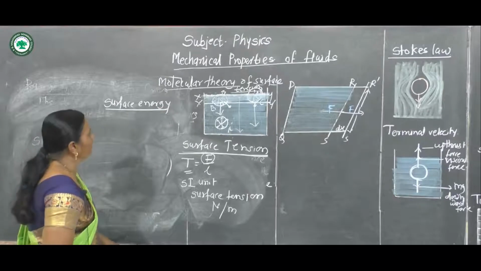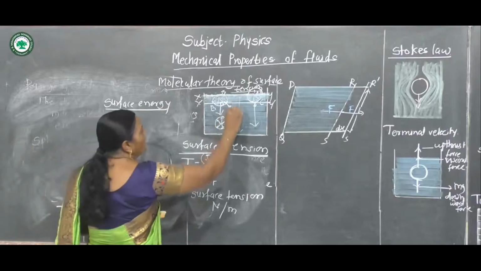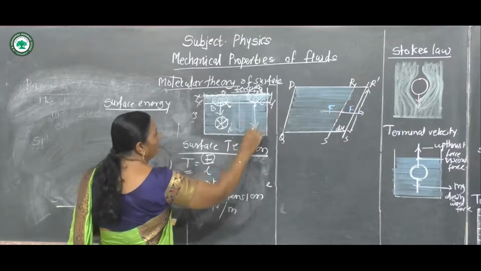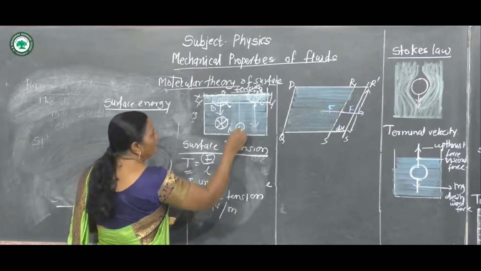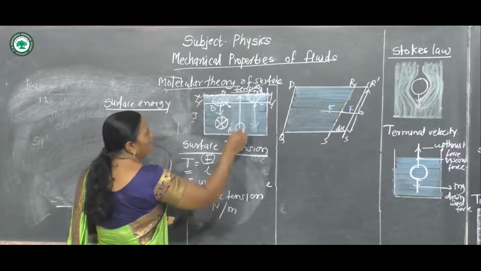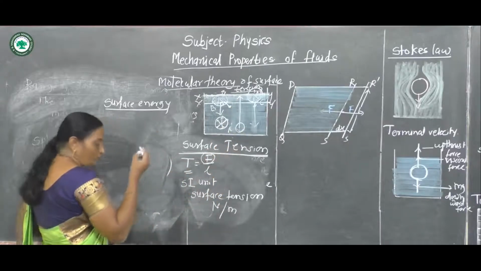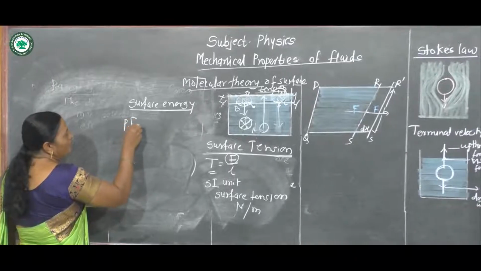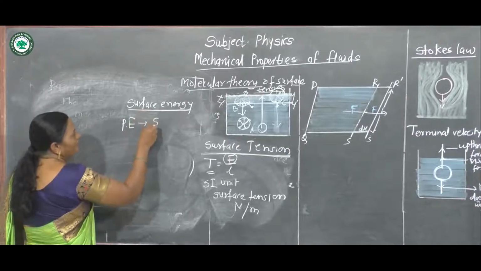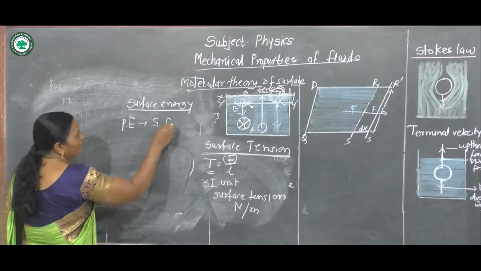What is surface energy? All molecules are pulled inside the liquid. Now, when a molecule is taken from the bottom to the top position, work is done, and this work done is stored in the form of potential energy. This potential energy is called surface energy.